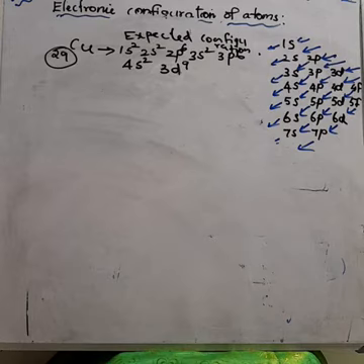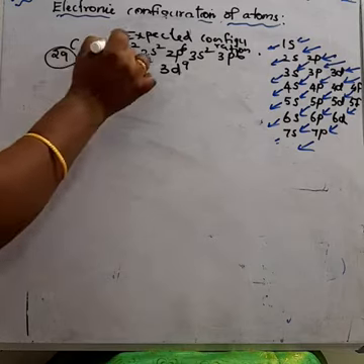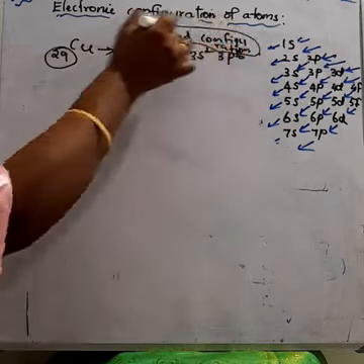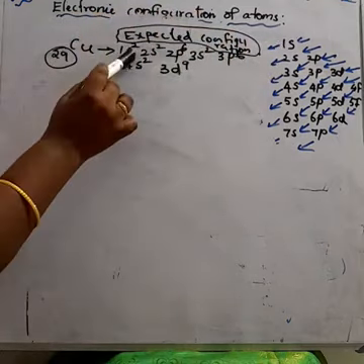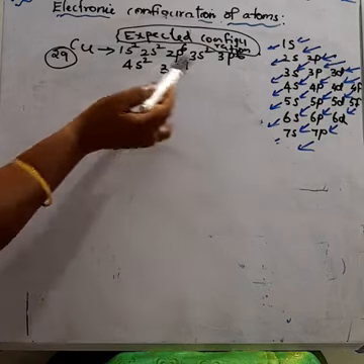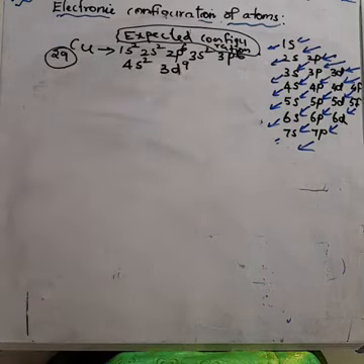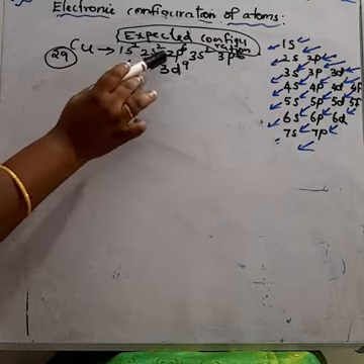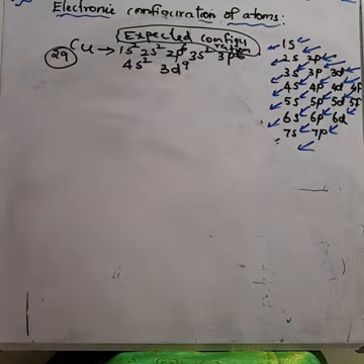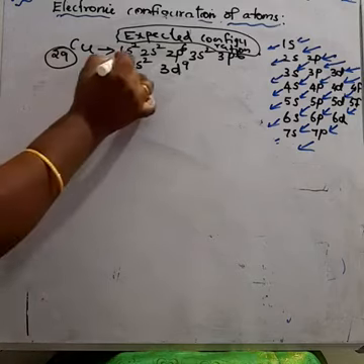What is the Aufbau principle? According to the Aufbau principle, once the lower energy orbitals are completely filled, then the electrons go to the next higher energy orbitals. In the ground state of atoms, the orbitals are filled in the order of their increasing energies. But here, according to the Aufbau principle, when we write the electronic configuration, it is not stable.